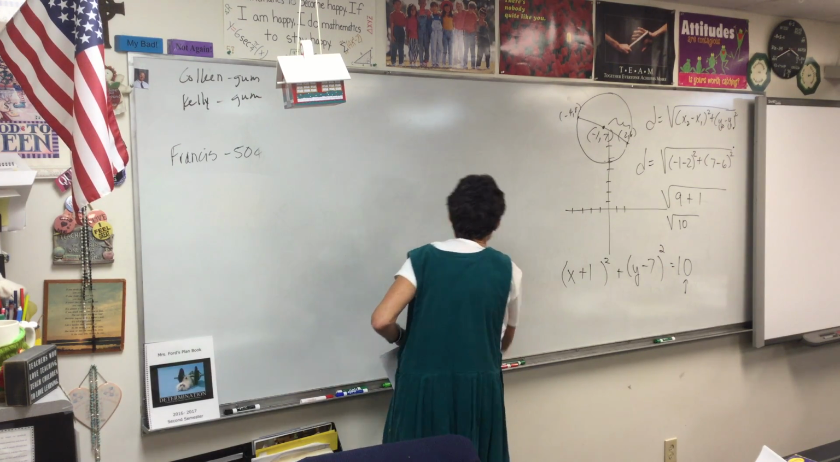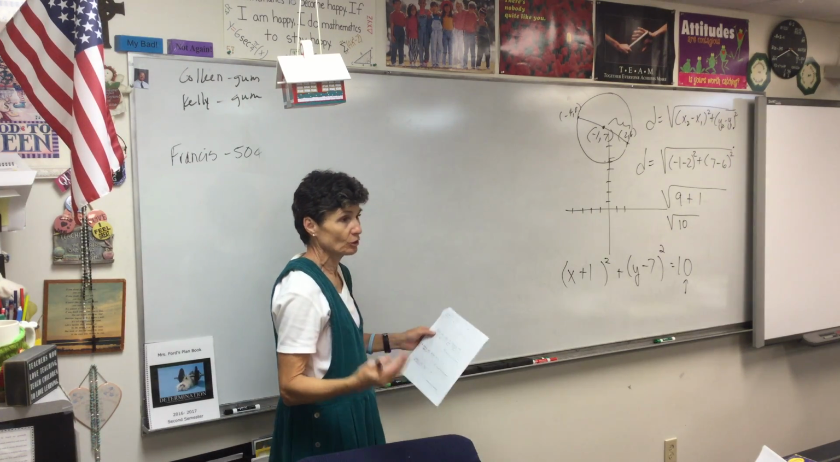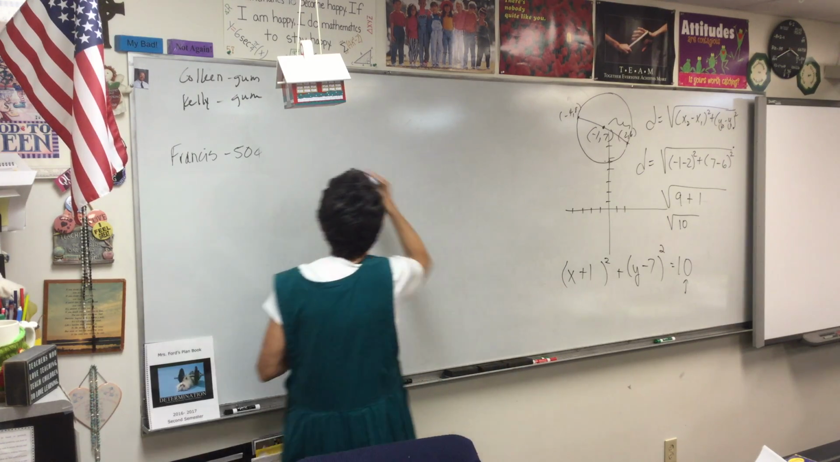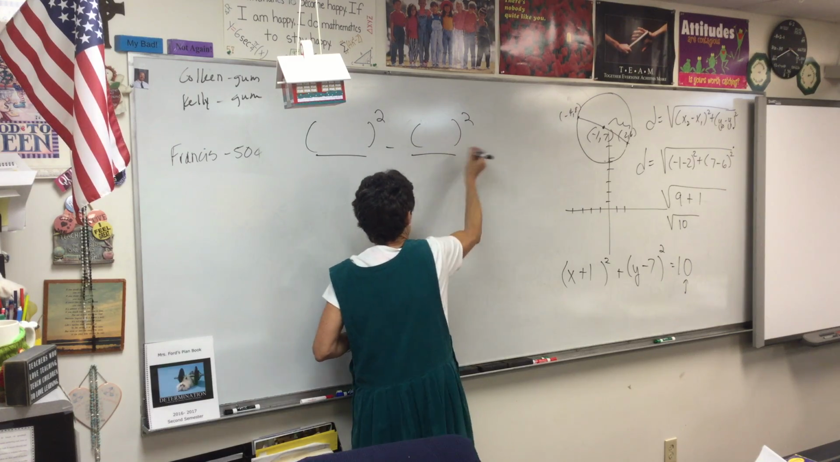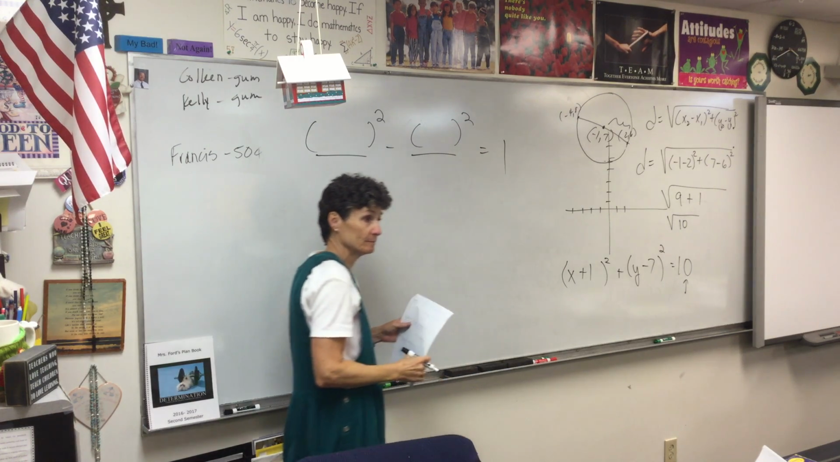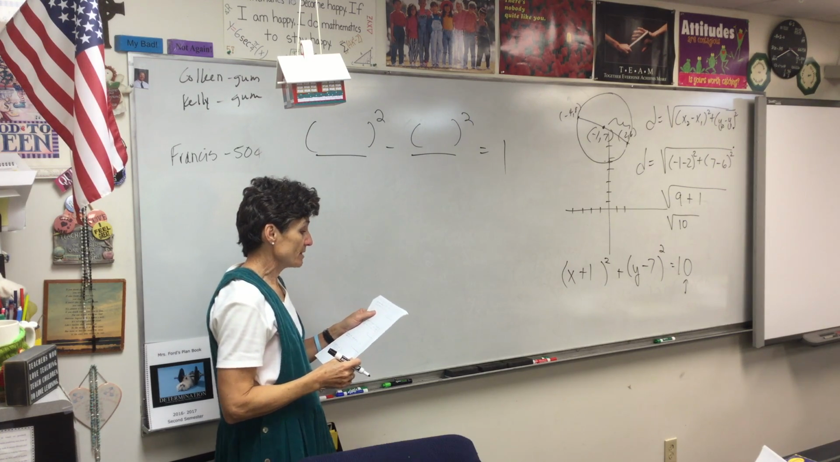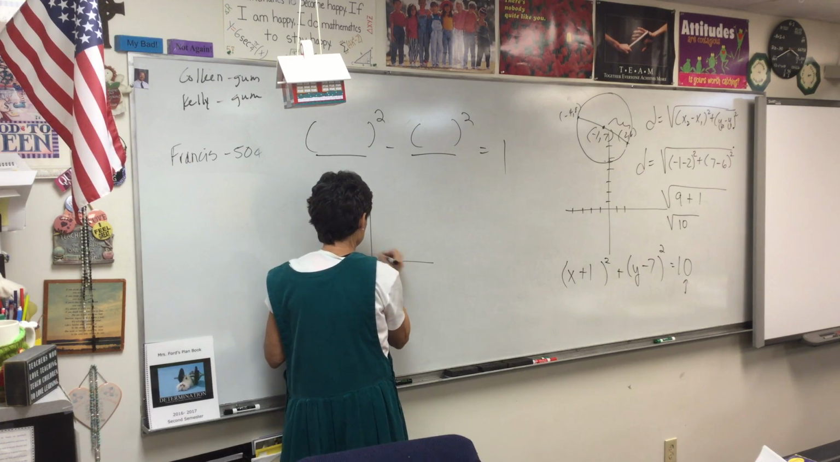Now, here is what you need to remember, kids. What does a hyperbola equation look like? It does not look like this. You're going to have something squared over something minus something squared over something equal to 1, right? We're doing E, which says write the equation of a hyperbola with a center at 2, 4.